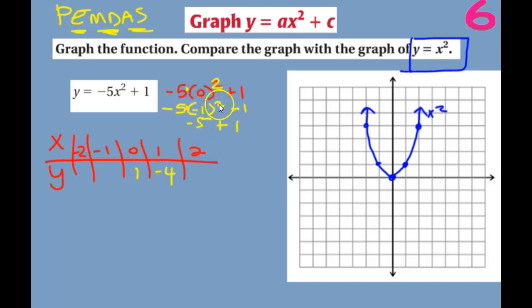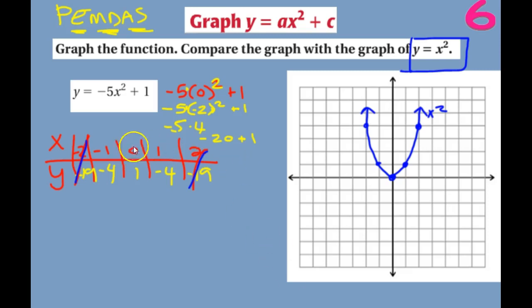If we had a -1, we still get 1 times -5 is -5, so same answer on the other side. And then last, we're going to plug in a -2. -2 squared is 4. 4 times -5 is -20, and then adding 1, we have -19. Now, you could go by 2's or 3's or something. I'm just not going to graph the -19. We'll just plot our other points that we have.